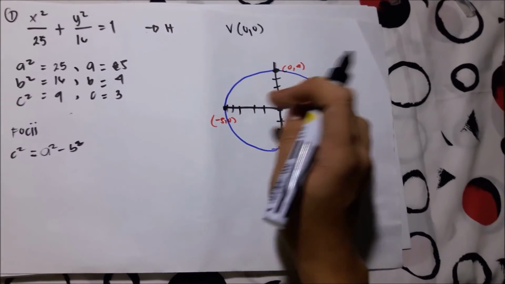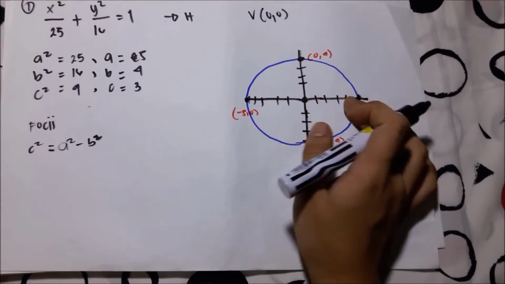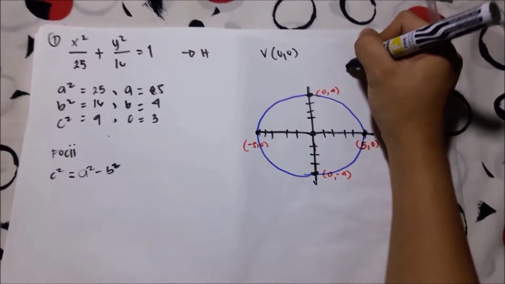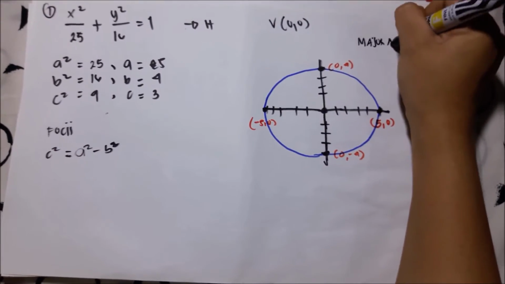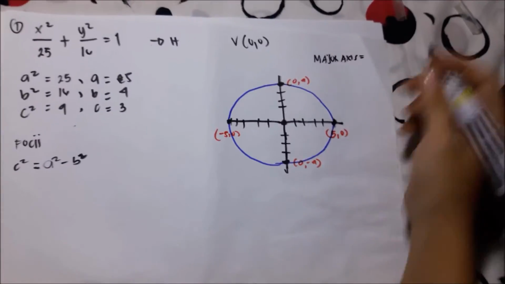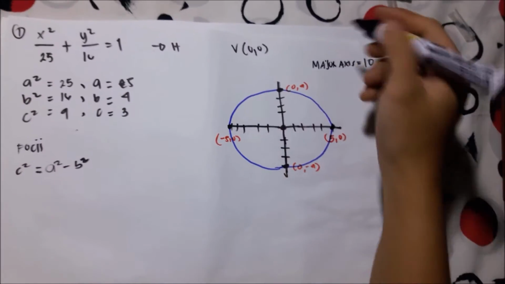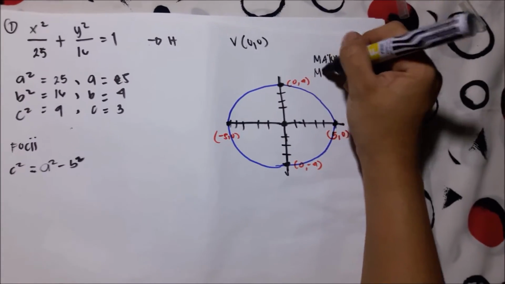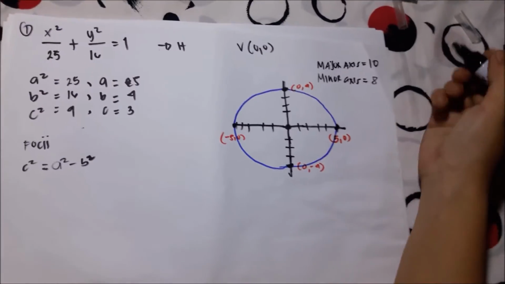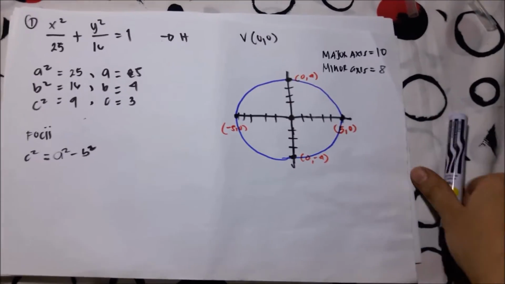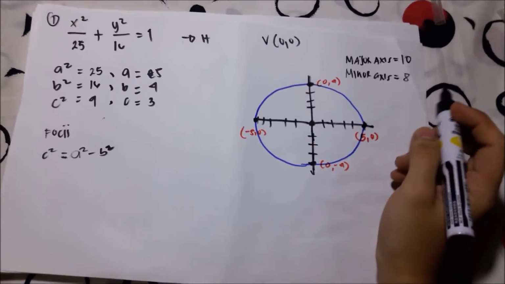So obviously your major axis here is this one. So your major axis is equal to 10. Why? Because 5 plus 5 is equal to 10, while your minor axis is 8. So it's the same thing. So we're not done yet.